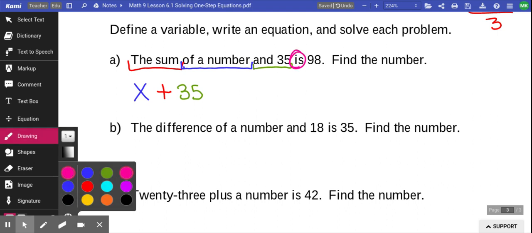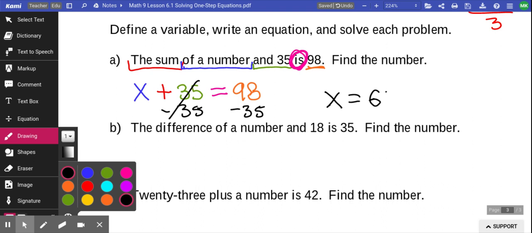Is is key. Is means that's where your equal sign goes. And the last thing we have is 98. That equation means the sum of a number and 35 is 98. I just built it into an equation by going very slow. I then can figure out what that number is by doing opposite operations. If I minus 35 from both sides, I end up getting 98 minus 35 is 63. That means the value of that number is 63.